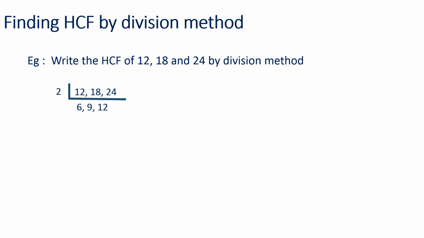Now 6, 9 and 12 cannot be divided by 2 because 9 is not divisible by 2. Then we go to the next prime factor, that is 3. So this can be divided by 3 like this.